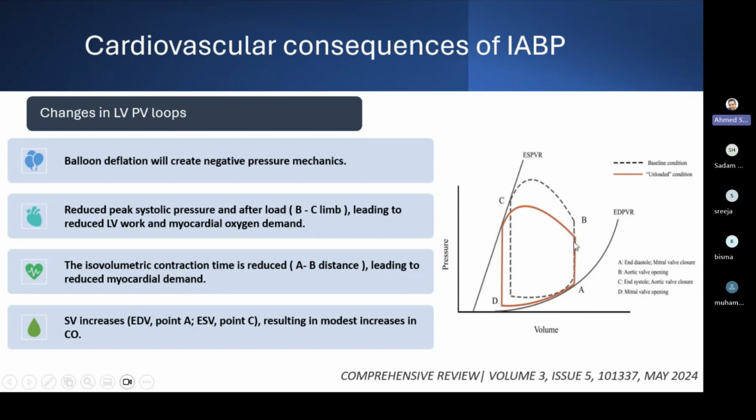And also, as we said, the isovolumetric phase has been shortened from this point to this point, so the time for the isovolumetric contraction has been reduced, and this also will lead to reduction of the oxygen demand by the heart. And as you see, the third point is that the stroke volume has been increased because of the reduction of the afterload, so the heart will be able to eject more blood, and this will lead to increase in the stroke volume and consequently increase in the cardiac output.